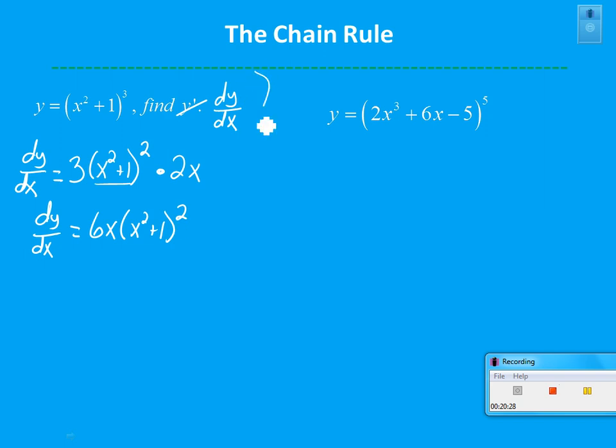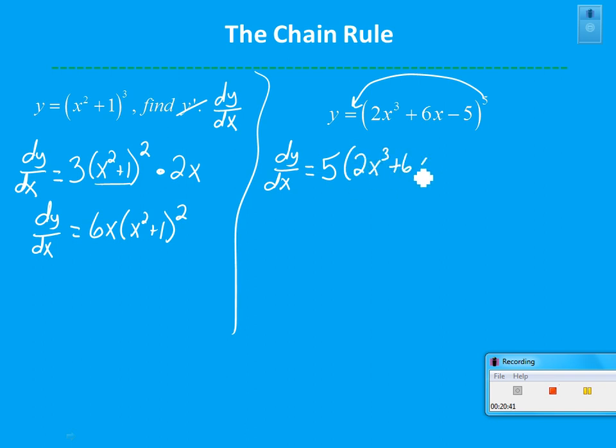Here comes another one. The derivative of this thing is going to be, bring down this exponent, leave your parentheses alone. So I got 2x cubed plus 6x minus 5 to the 4th. There's the power rule. Here comes the chain rule part of it. The chain rule says times the derivative of whatever's inside your parentheses. So it's definitely going to be a quantity. So times 6x squared plus 6.